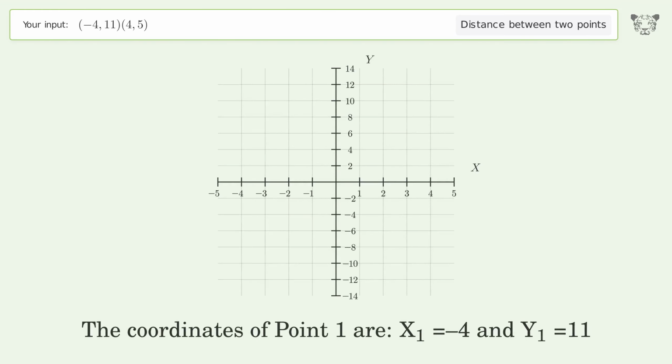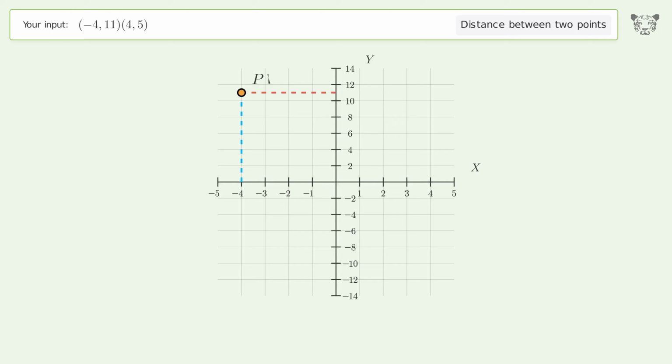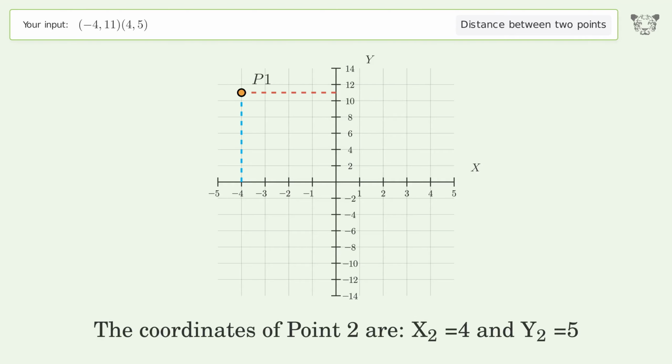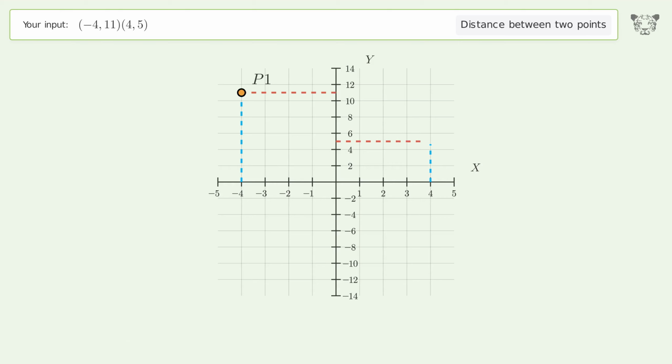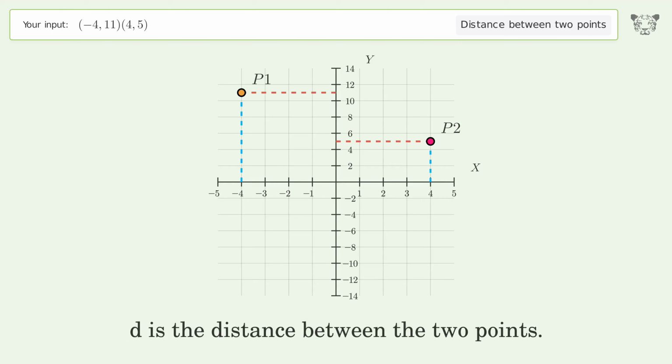The coordinates of point 1 are x1 equals -4 and y1 equals 11. The coordinates of point 2 are x2 equals 4 and y2 equals 5. D is the distance between the 2 points.